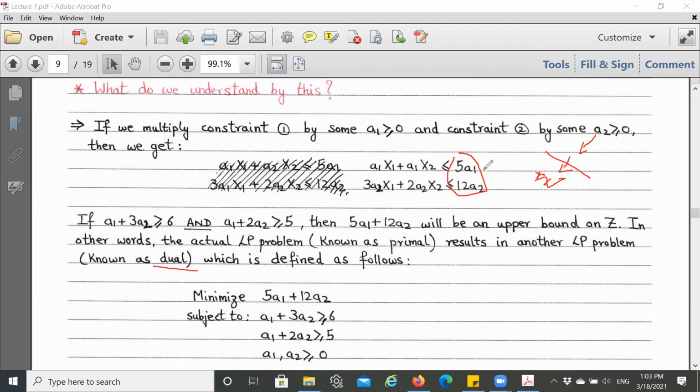So we are basically trying to minimize this bound, the value. Our dual problem would have a minimize, this bound on Z, subject to, I just told you, the sum of these two greater than or equal to 6 and the sum of these two greater than or equal to 5, which were the coefficients of the variables in the objective function in the primal form. Is it clear? Yes. A1 and A2 are non-negative, which I already told you, which is written over here. So now this form is called the dual form.